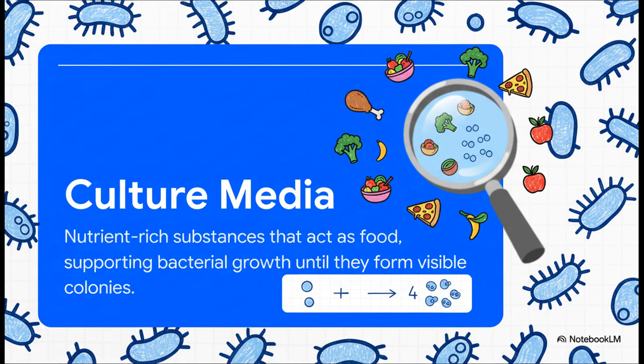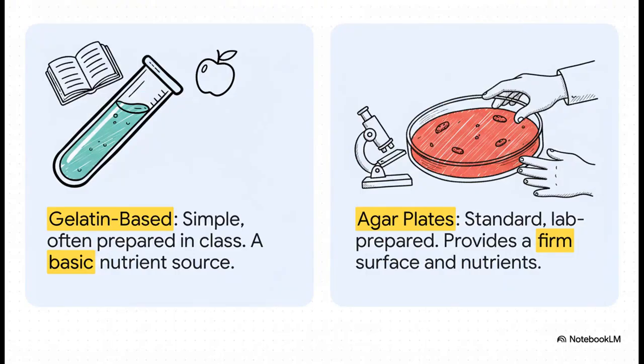To do this, scientists use something called a culture medium. This is that all-you-can-eat buffet for bacteria. It's a special substance, usually a gel, that's just packed with all the food and nutrients a microbe could possibly want. It lets them multiply over and over until their tiny community becomes a whole visible city. Now, you've got a couple of main options for this microbial buffet. You might have even seen simple gelatin-based ones in a science class, but in professional labs, the gold standard is an agar plate. It provides this really firm, nutrient-rich surface that's just perfect for bacterial growth.